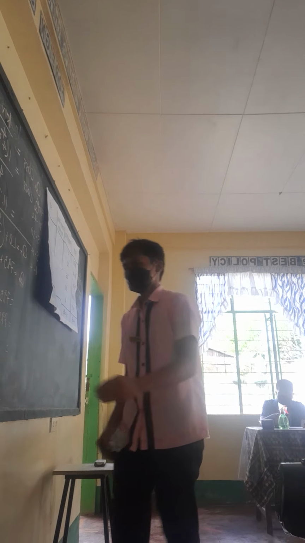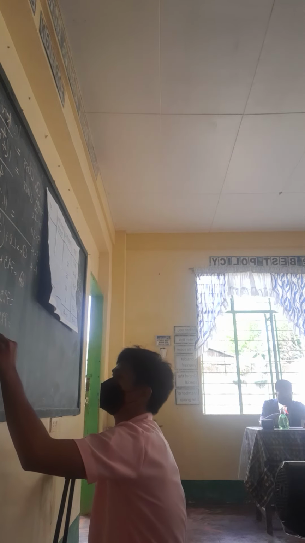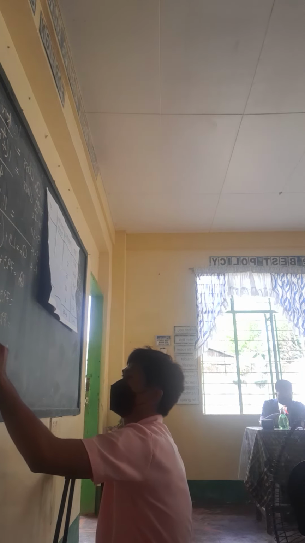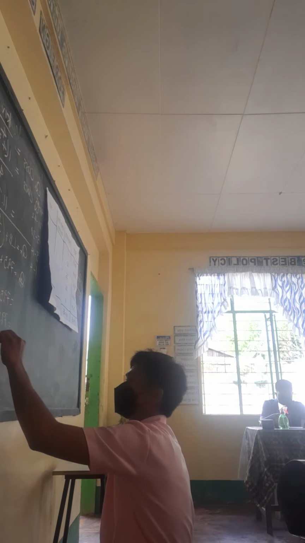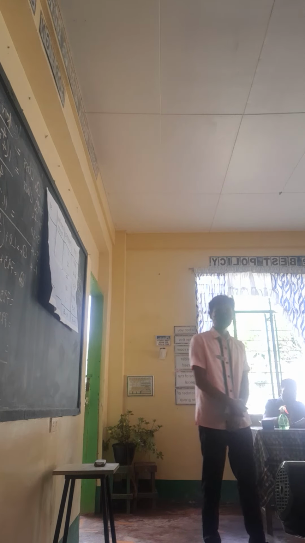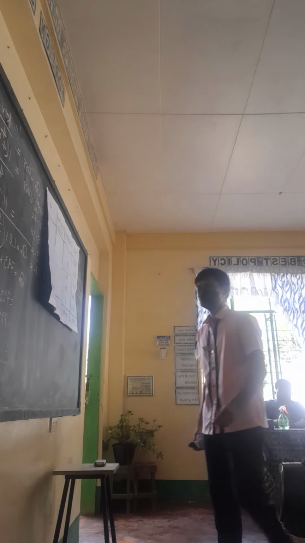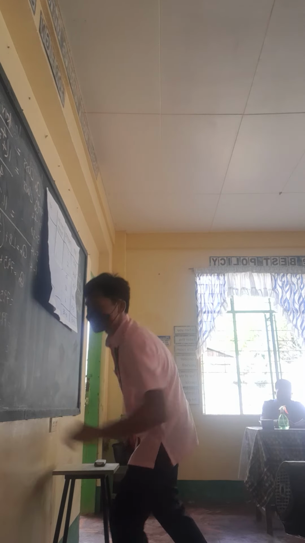We have 25, 1, 3. So we have 83.125. What is 83.125? It is, okay, very good, the value of the first quartile.